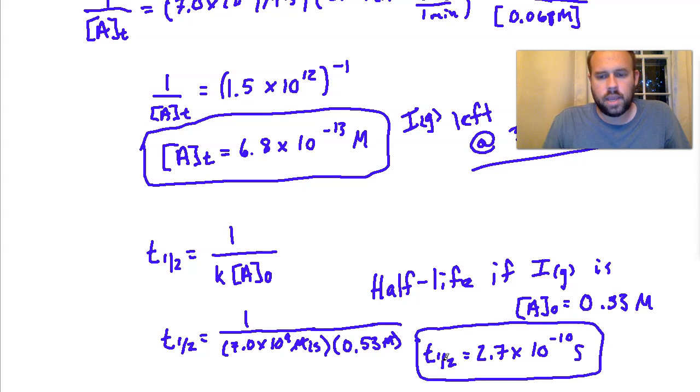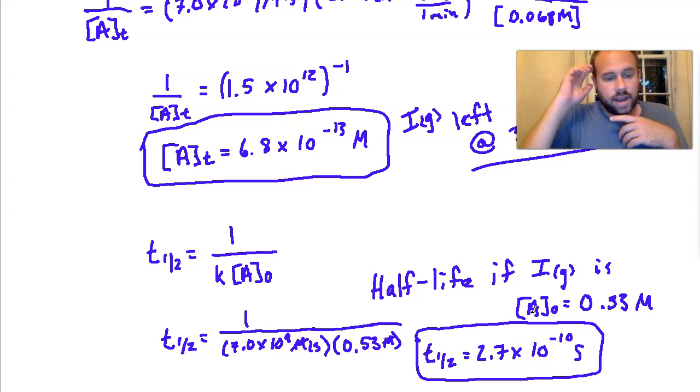All right, so let's think about what that means. We got a time back here. It is a very, very small amount of time. So if you think about this, it's talking about 2.7 times 10 to the minus 10th seconds. It's not even anywhere close to 1 second. So what that says is that if I start with a concentration of 0.53 molarity, half of that concentration will be gone in that small amount of time. In other words, again, confirming this is a very, very fast reaction that we're dealing with here.